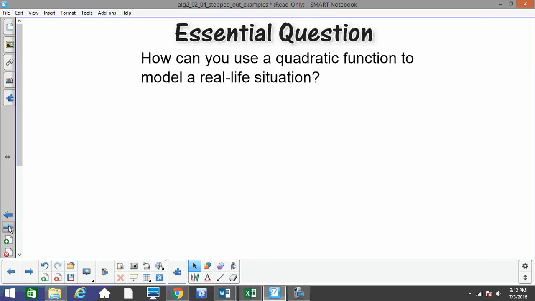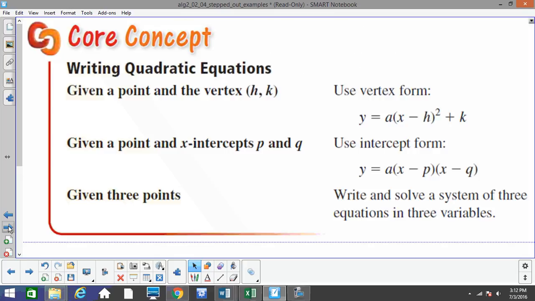So what we're going to be doing today is using quadratic functions to model real-life situations. This is kind of a how-to, or some hints on what we're going to be doing. If you're given a point and the vertex, you're going to use vertex form. Given a point and the intercepts, you'd use intercept form. And given 3 points, you're going to write and solve a system of 3 equations with 3 variables.